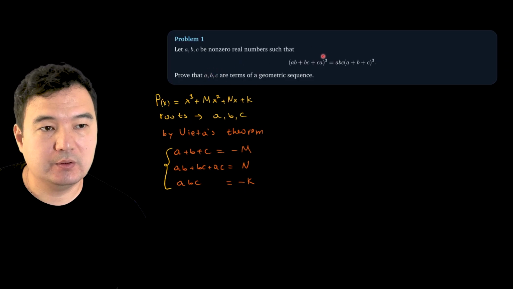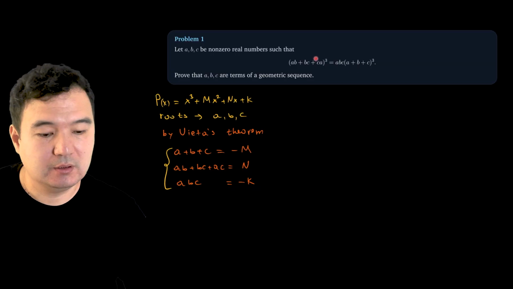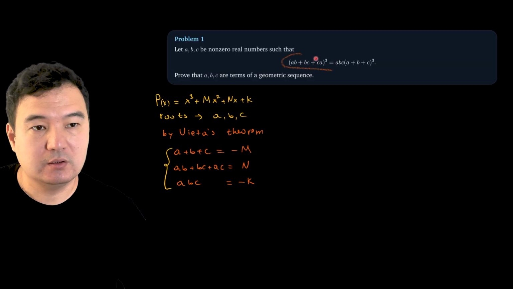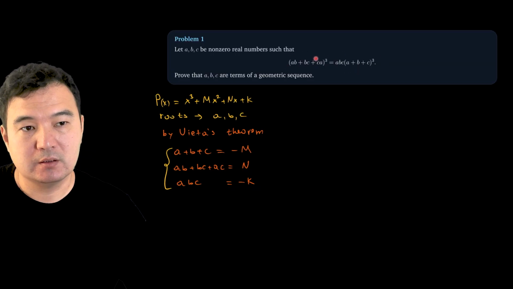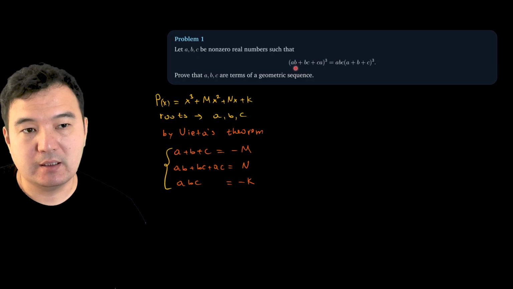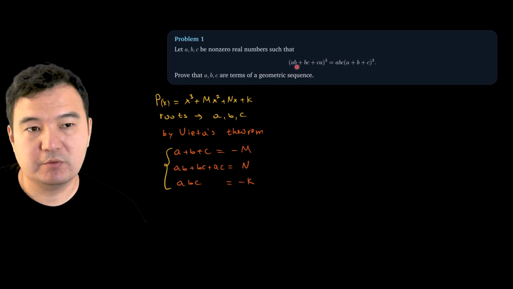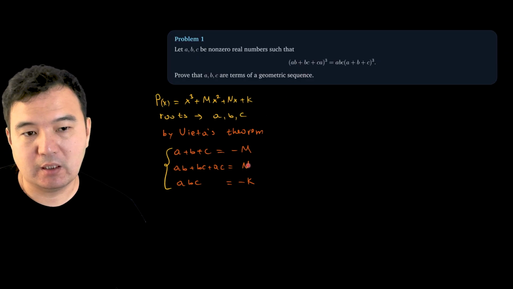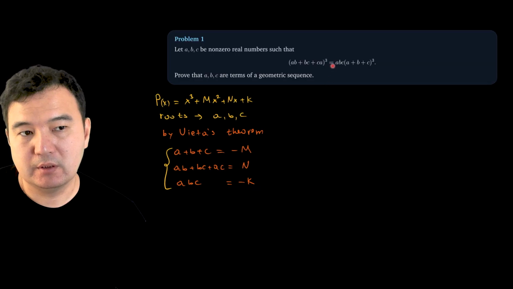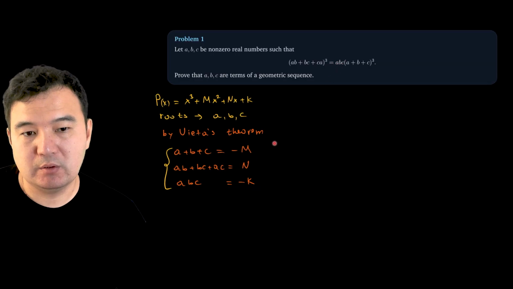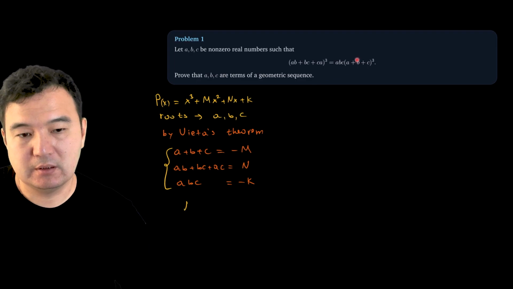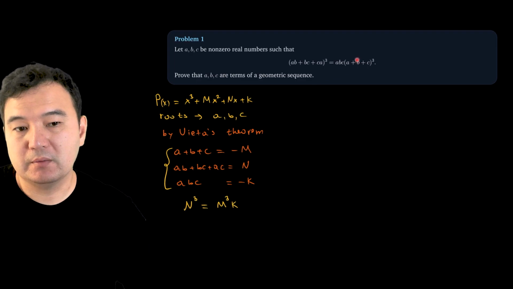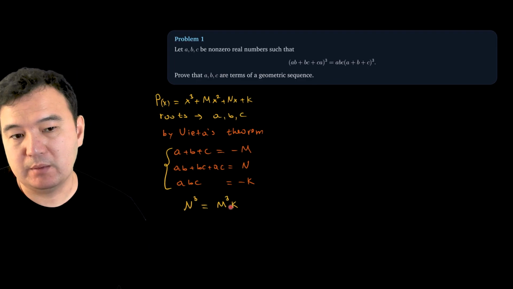So what we are going to do is maybe use this expression. The first term is the sum of pairwise products. That we have that expression n cubed, and then you can replace abc with minus k and the sum with minus m, so that you end up with this expression: n cubed is m cubed times k.